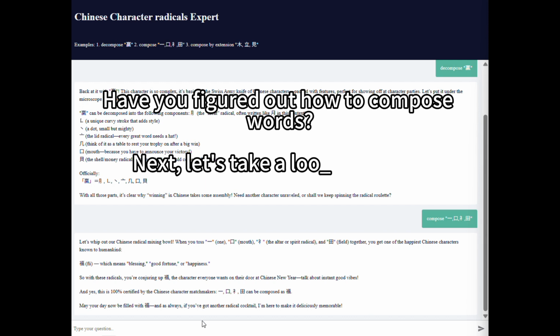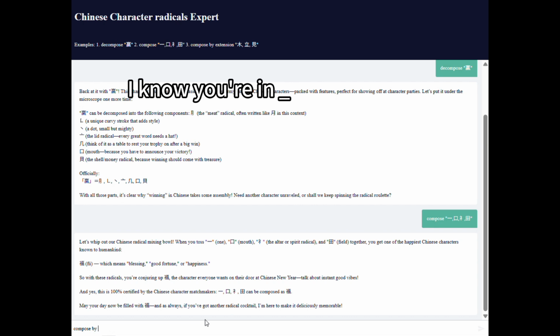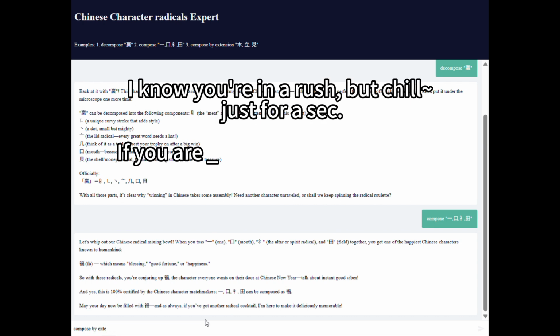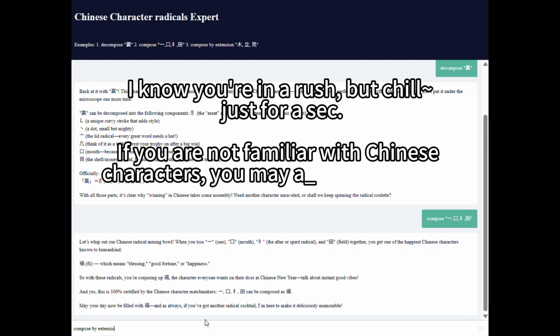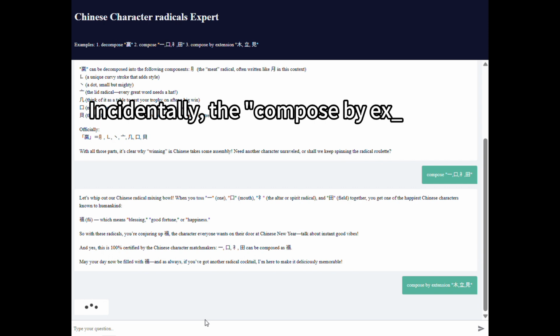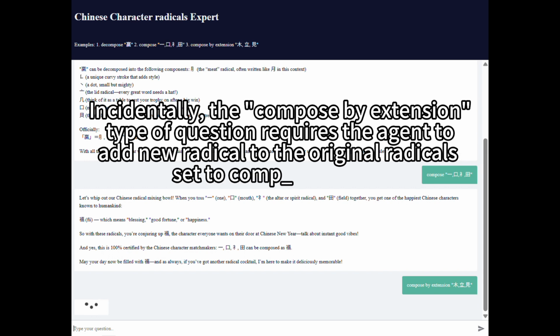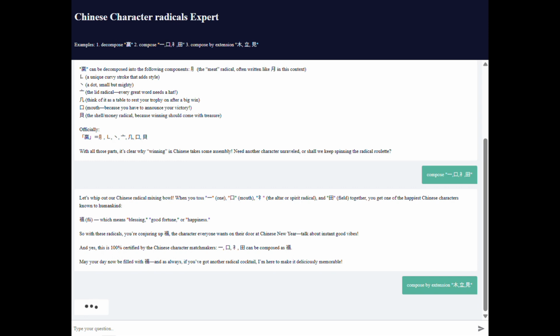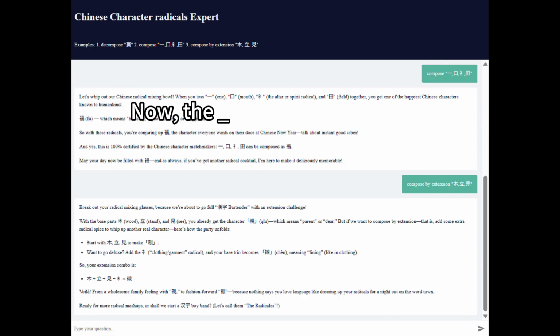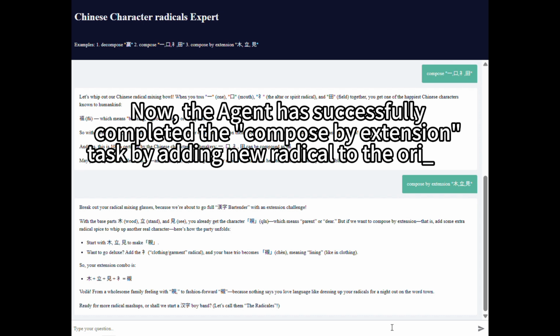Next, let's take a look at the agent's composed by extension capability. I know you're in a rush, but chill just for a sec. If you are not familiar with Chinese characters, you may also want to read the previous agent's answer. Incidentally, the compose by extension type of question requires the agent to add new radicals to the original radical set to compose a word. Now, the agent has successfully completed the compose by extension task by adding new radicals to the original radical set.